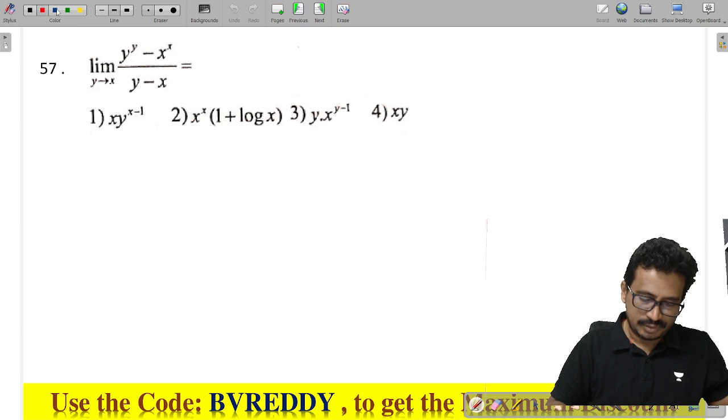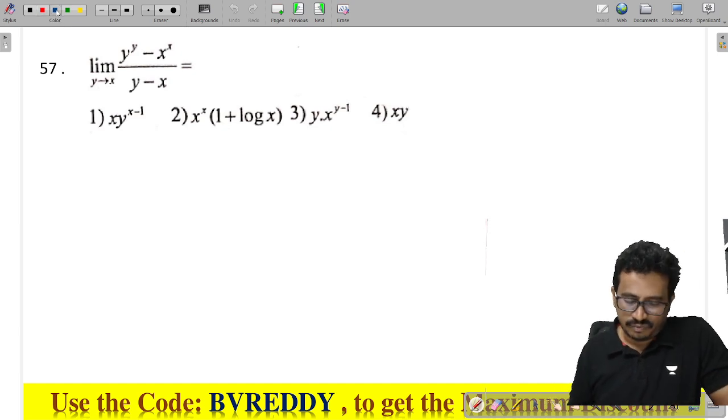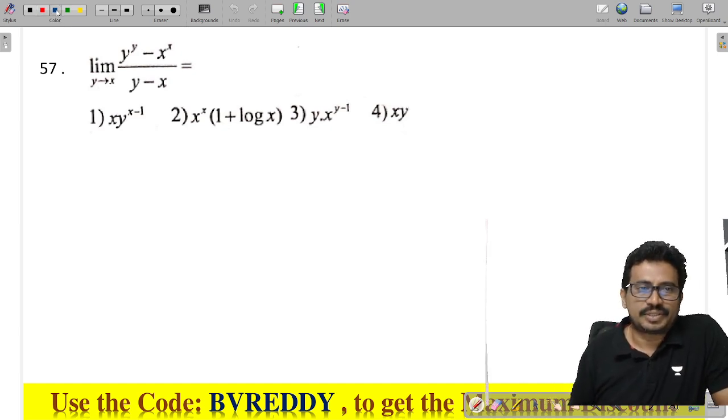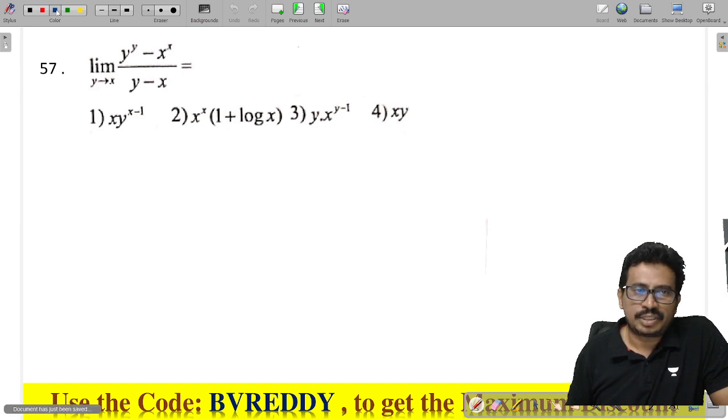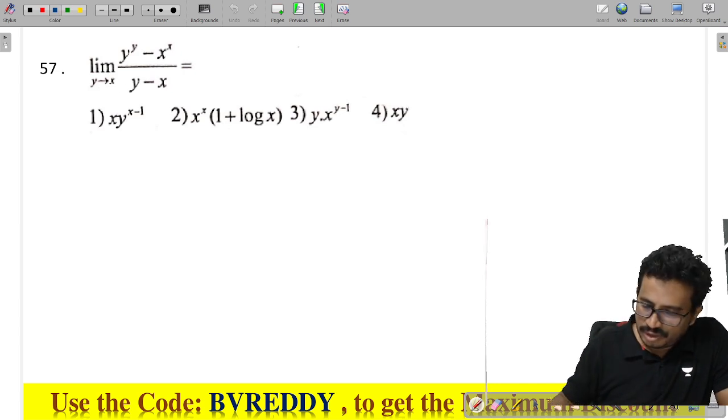And you can see now here this problem: limit y tends to x. If I substitute, we'll get 0 by 0 form. So let us rationalize. So let us go, this elucidates better. So what is this thing here?